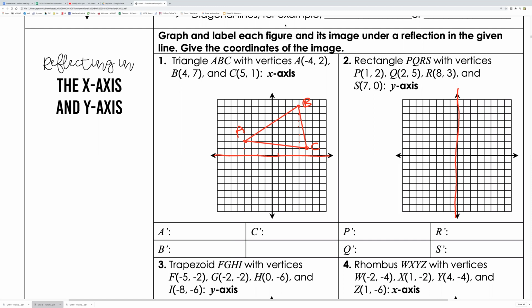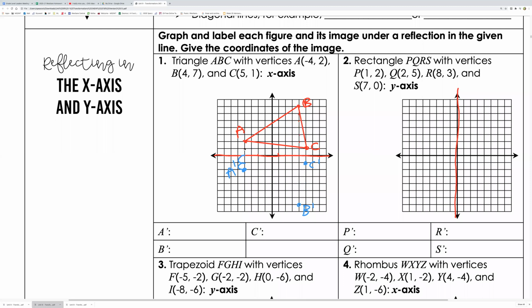I'm gonna do my image in blue. This is 2 away, so I'm gonna go 2 away. 1, 2, put a dot, label A prime. B is 1, 2, 3, 4, 5, 6, 7 away, so I'm gonna go 1, 2, 3, 4, 5, 6, 7. I'll label it B prime. And C is 1 away. I'm gonna label that right there, C prime.